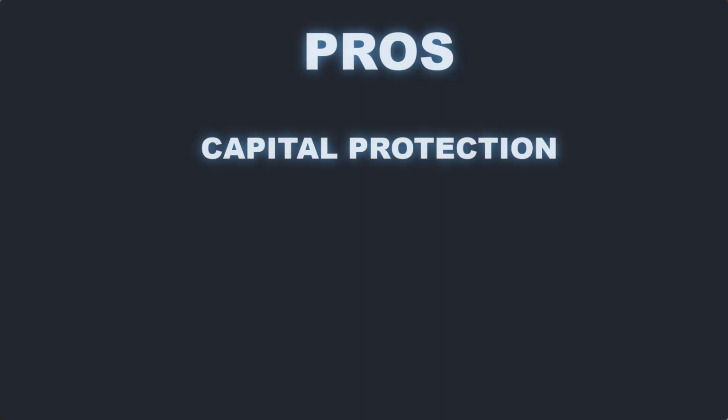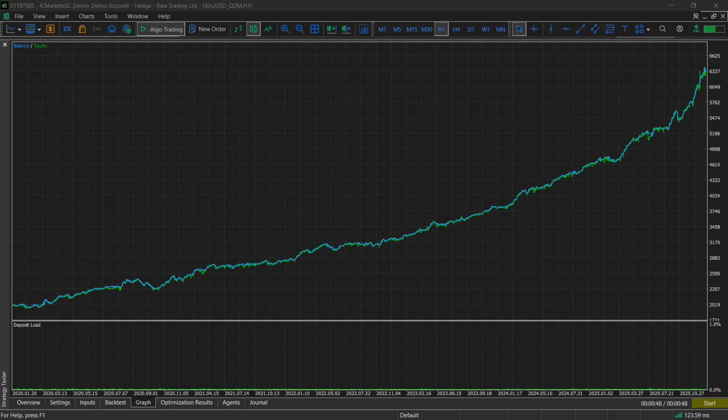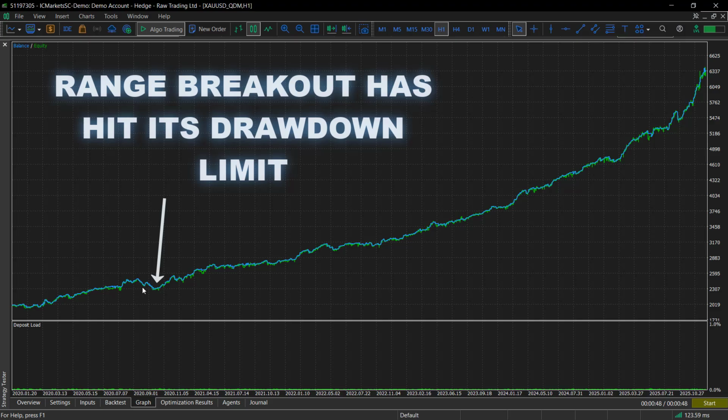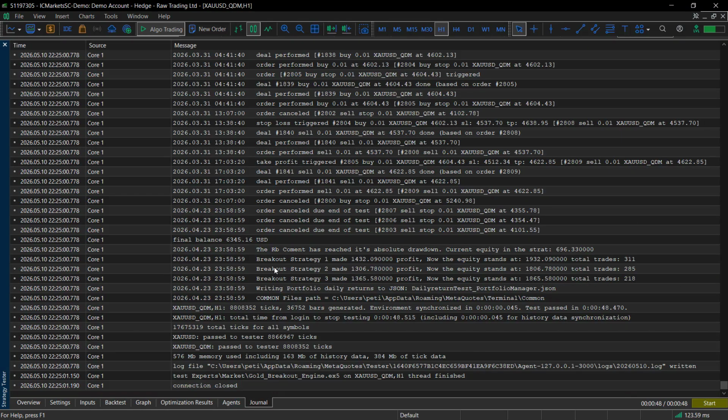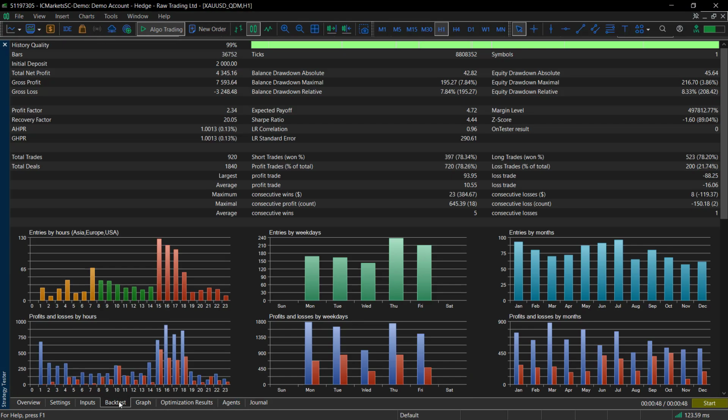The first one is capital protection. The EA continuously checks on every single tick whether your drawdown limits have been reached, either on a strategy level or on a portfolio level. If a limit is hit, it will automatically stop the affected strategy or even the entire portfolio if necessary.